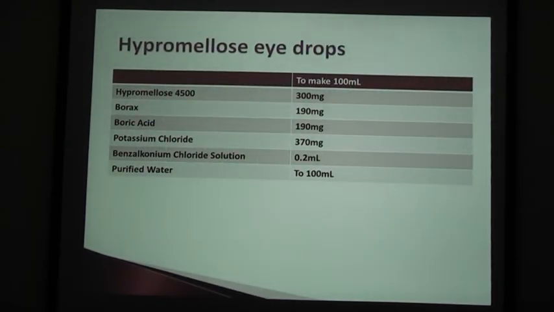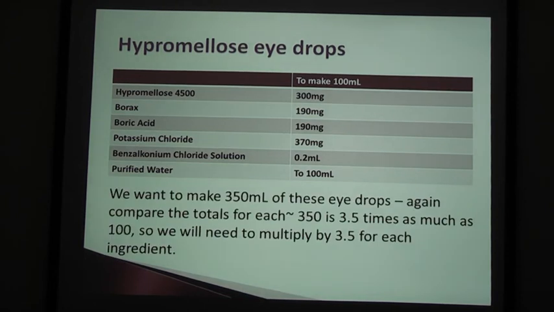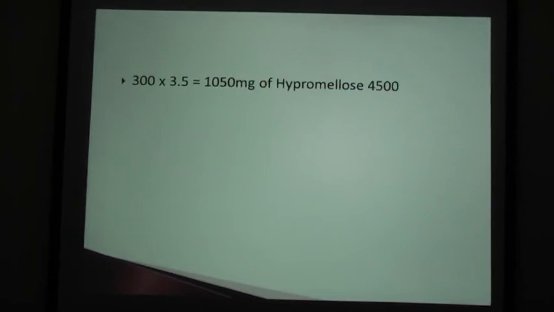So another example, let's look at Hypromellose eye drops. In this case, you've been given the formula there, and we want to make 350 mils of these eye drops. Now again, the quickest and simplest thing to do is to say that the formula takes me to 100 mils. I want to make 350 mils. I'll compare the totals for each. 350 is 3.5 times as much as 100. So what I need to do is multiply everything by 3.5. Sounds easy enough. So go for it.